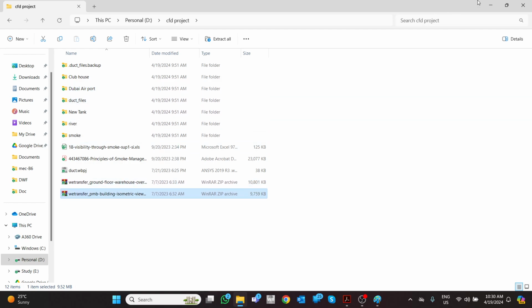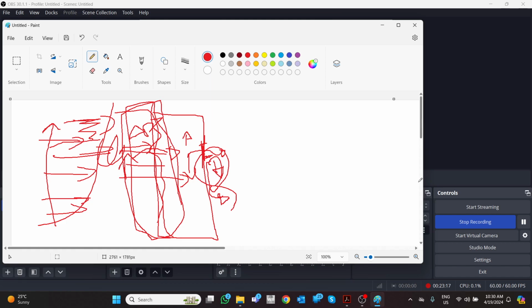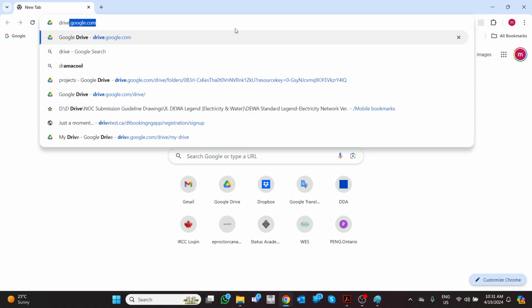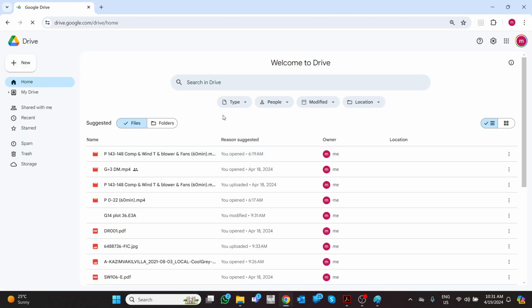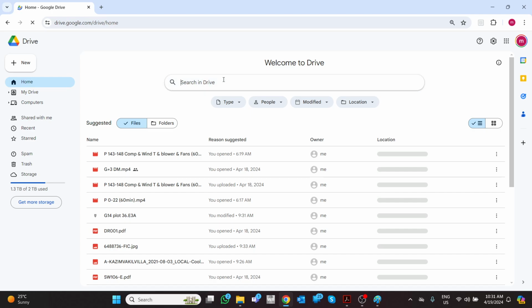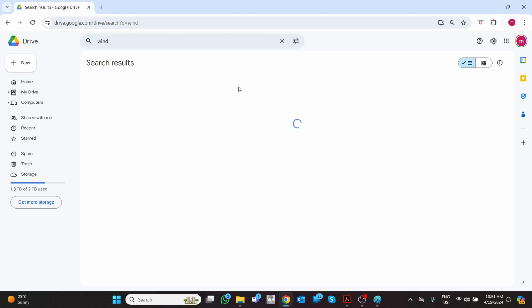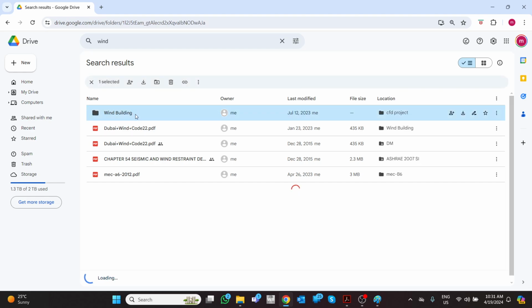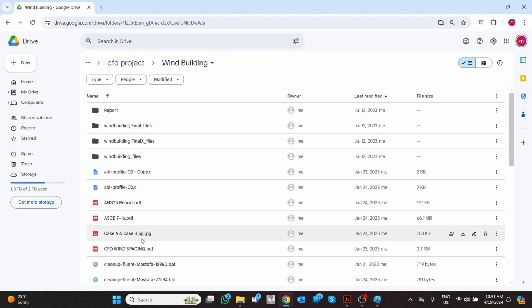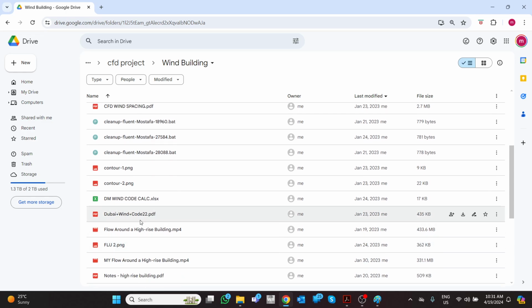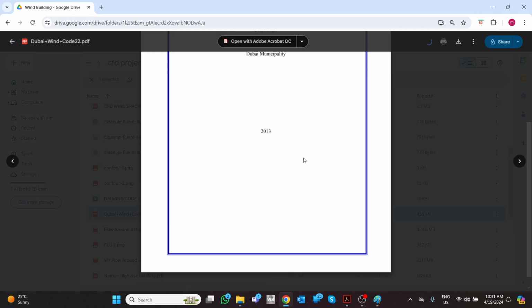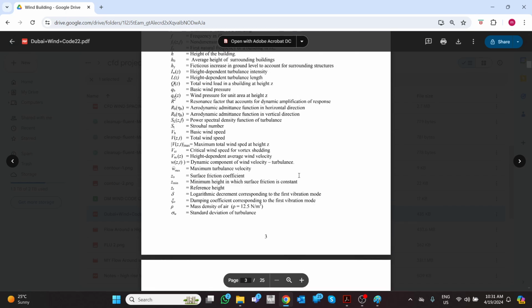No, it is not saved. However, I'm going to open it later. There is one approximation for the wind. It's from the bimunicipality.